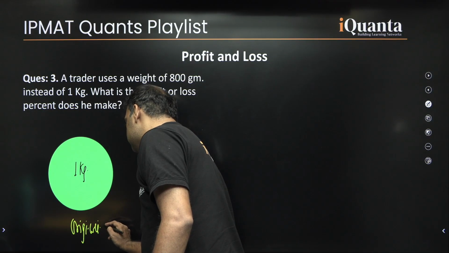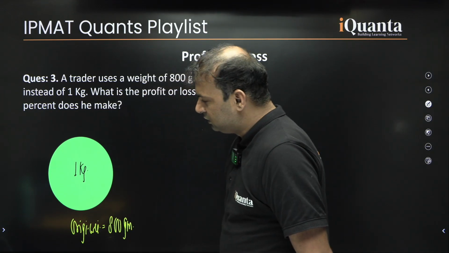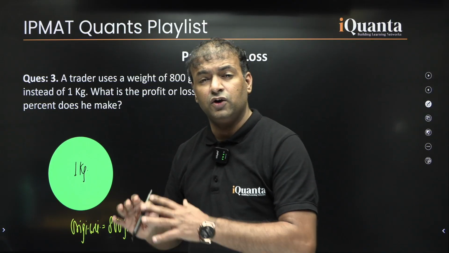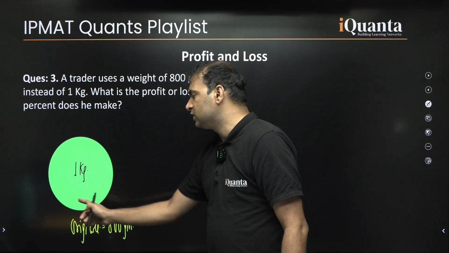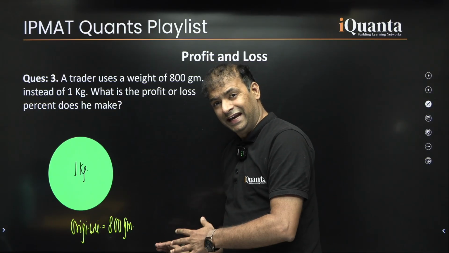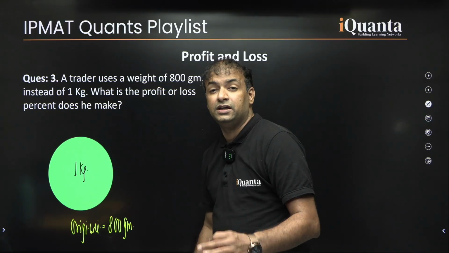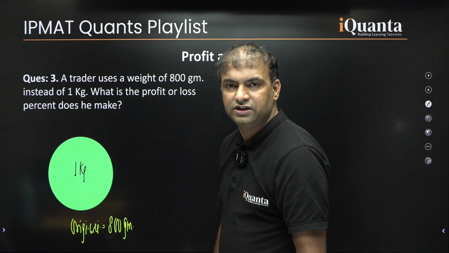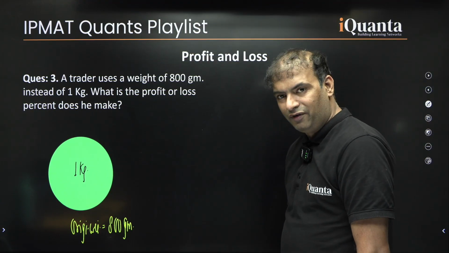What does it mean, guys? It means that the trader is actually selling only 800 grams, but the customer thinks that he's getting 1 kg because on the weight 1 kg is written. The customer thinks that he's getting an article of 1 kg. So this is how the shopkeeper makes a profit by cheating like this.